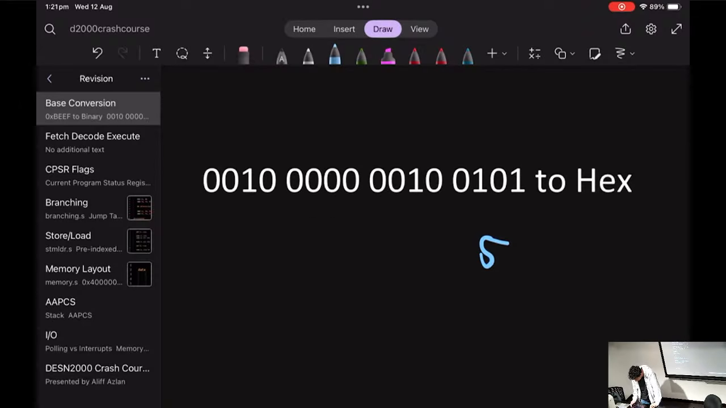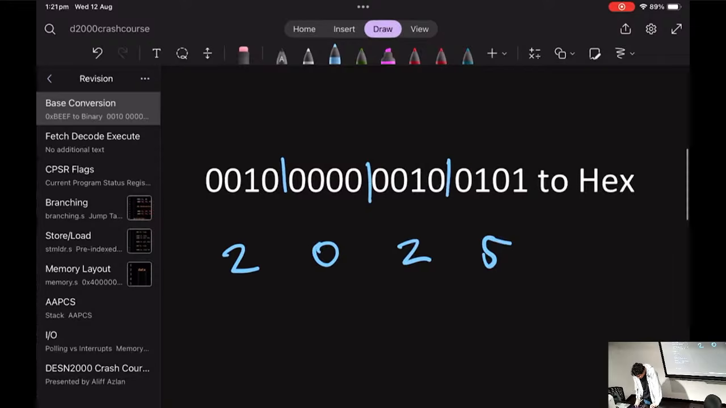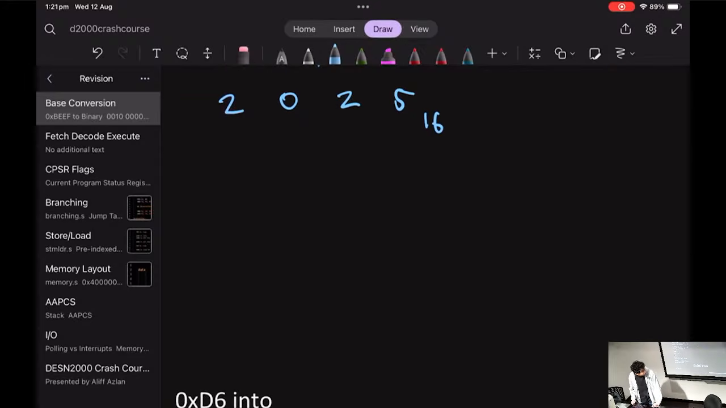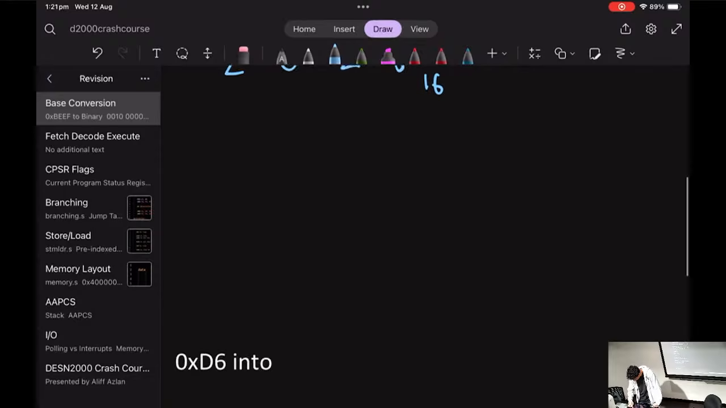Then we have this second one. That is just 2, right? This third set is all zeros, so you just do 0. And then this last set is another 2. So in hex, we actually get 2025 as the final answer. So if you're converting from binary to hex, split it up into 4 bits. That's just some straightforward conversion.